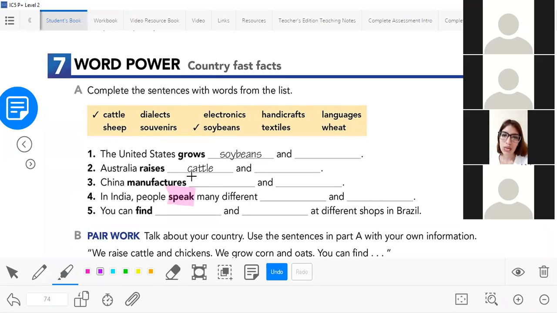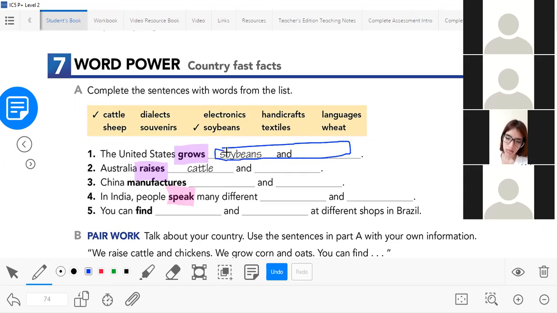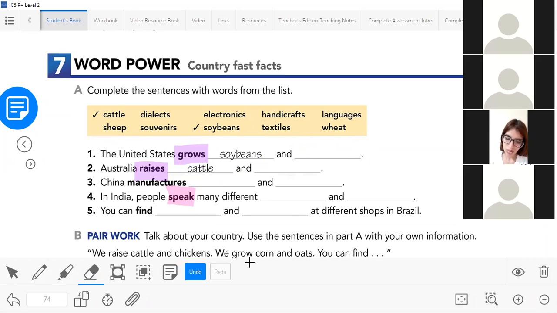Yeah, criar. Okay, guys, please make sure that you know the difference between grow and raise. Grow is for, let's say, fruits and vegetables. And raise for animals. Make sure that we have those clear, please.